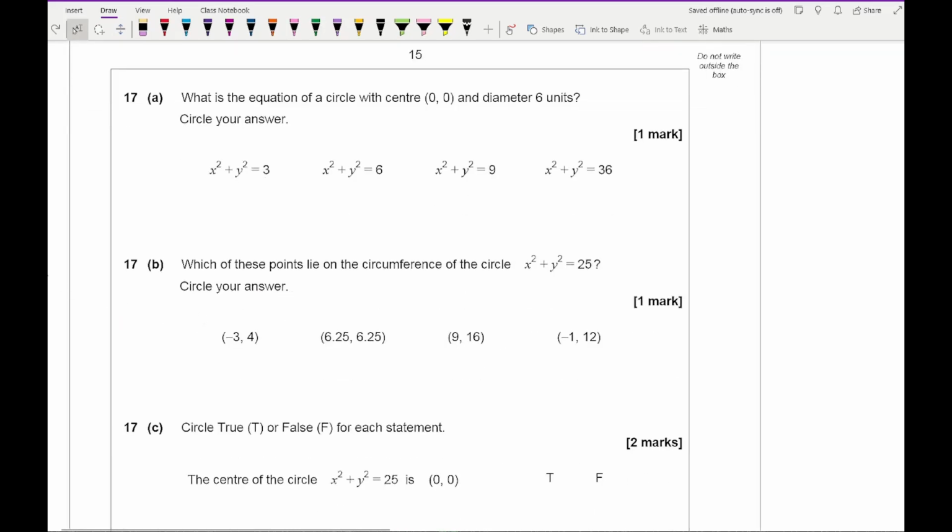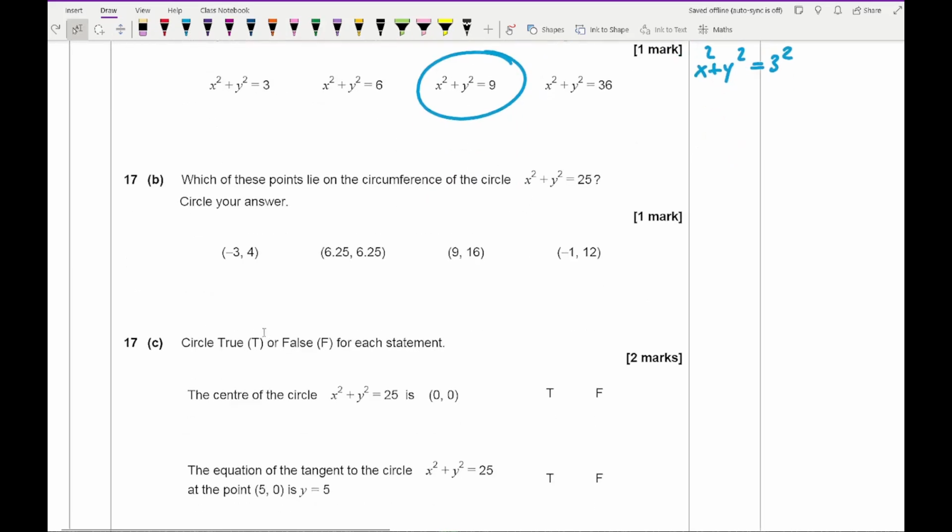Then moving on to question 17, it says, what is the equation of a circle with centre 0, 0 and a diameter of 6 units? Circle your answer. Well, for the formula for the equation of a circle, it's always this, where r is the radius. Here we know that r equals 3 if the diameter is 6. So the equation is going to look like x squared plus y squared equals 3 squared, which is 9. So the one I want to circle is the third option.